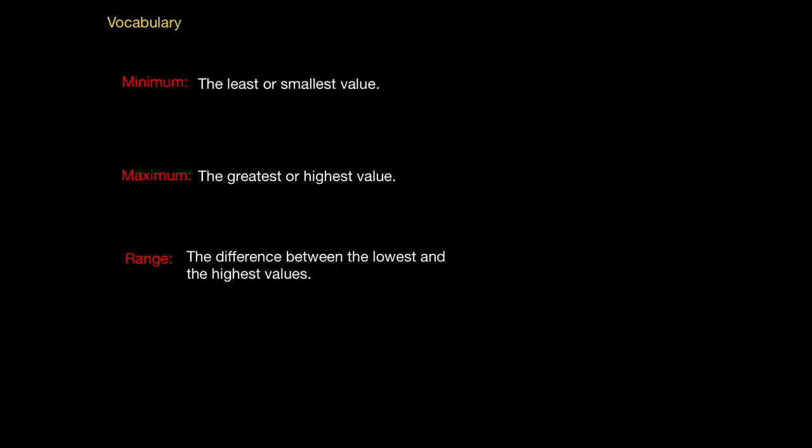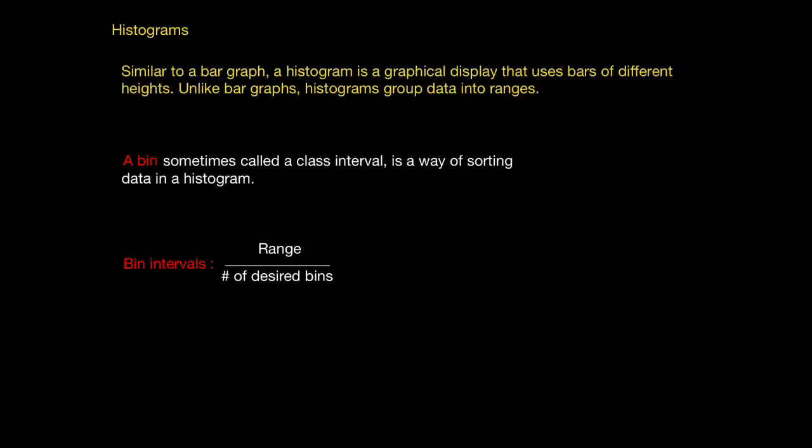So we'll get to see this in a bit. Let's take a look at histograms now. So histograms, similar to a bar graph, are graphical displays that use bars of different heights. However, unlike bar graphs, histograms group data into ranges. And recall that bar graphs group the data into categories. So here we're going to have numerical data.